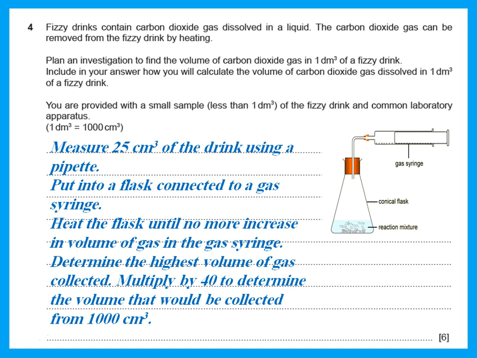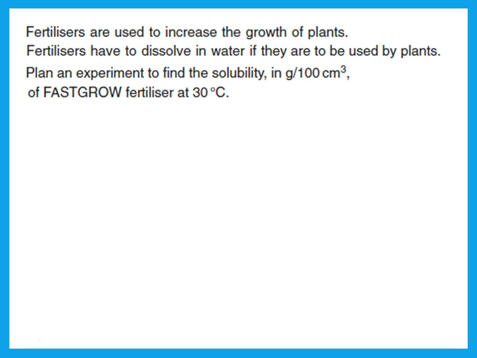Heat the flask until no more increase in volume of gas in the gas syringe. Okay? Determine the highest volume of gas collected. Now, this is the gas collected from what? From 25 centimeter cubed of the drink. He wants the amount of gas in 1000 centimeter cubed. So you're going to multiply this amount of gas by 40 to determine the volume that would be collected from 1000 centimeter cubed. Are you following?